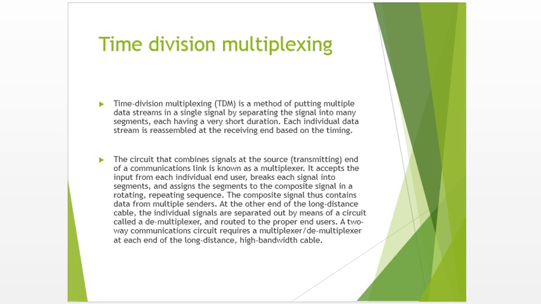At the other end of the long distance cable, the individual signals are separated out by means of a circuit called a demultiplexer and routed to the proper end user. A two-way communication circuit requires a multiplexer and demultiplexer at each end of the long distance high bandwidth cable. You can understand by stopping the video and reading twice.